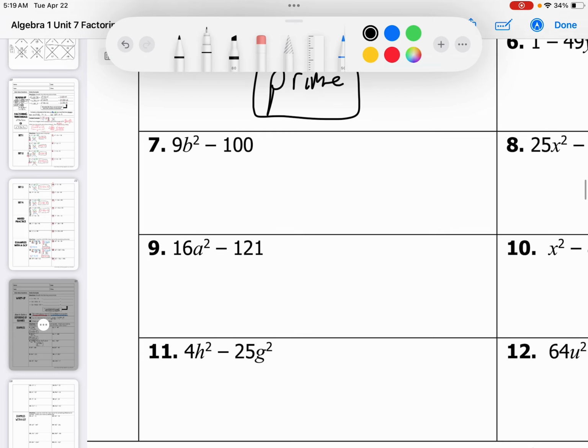Okay. So now number 7, I have 9b squared, so I have a number and a variable together. The 9 would be 3 times 3, and the b squared would be b times b. So I could split the 9b squared into 3b times 3b. The 100 would be 10 times 10. And we have that minus in the middle. So this is going to give me 3b plus 10 times 3b minus 10.